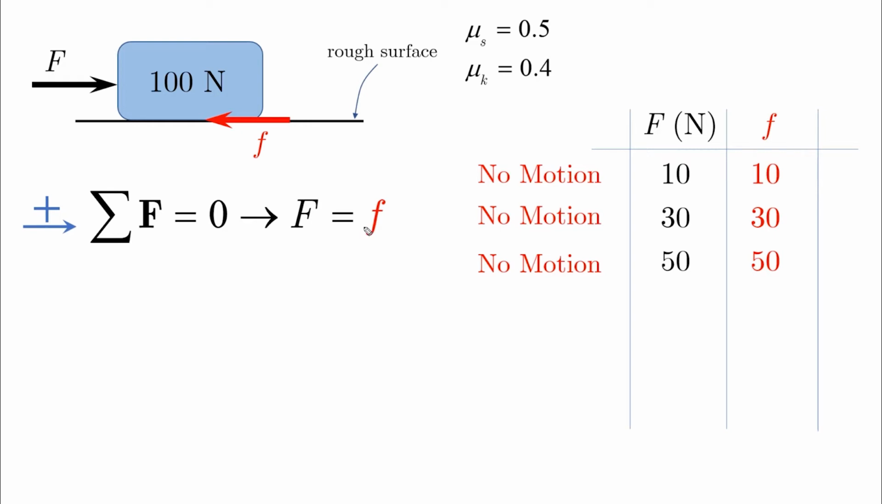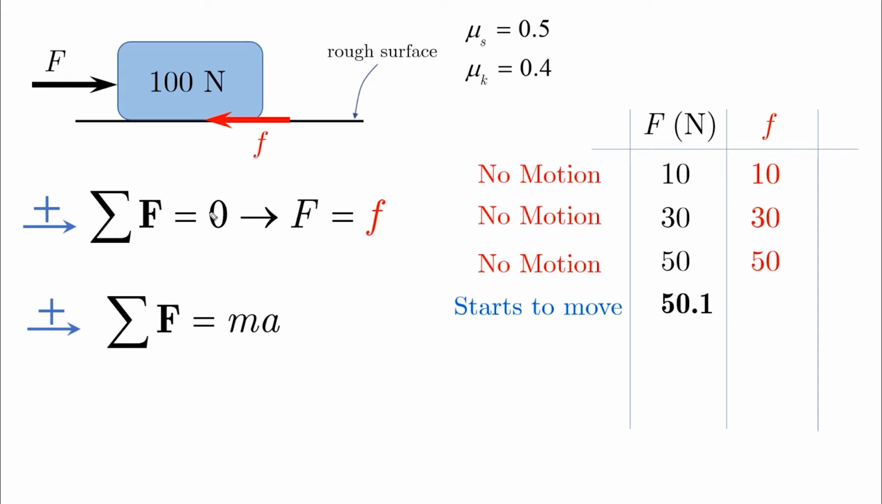Then you notice that by increasing the force to just 50.1, the block starts to move. And now the static equilibrium is not valid anymore. We have to apply Newton's second law, which is the summation of forces equals ma. And now the applied force minus the friction force will be equal to m times a. However, you noticed also that the friction force dropped from 50 to 40.